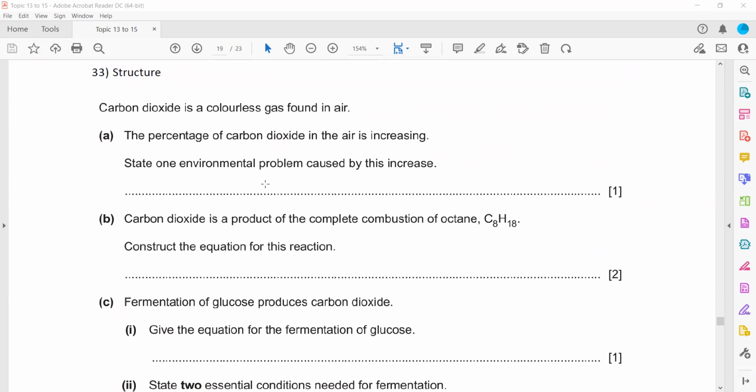Carbon dioxide is a colorless gas found in air. The percentage of carbon dioxide in the air is increasing. State one environmental problem caused by this increase. So what is the effect of an increase in the amount of carbon dioxide in the atmosphere? It can cause global warming, or it will lead to a greenhouse effect. So global warming.